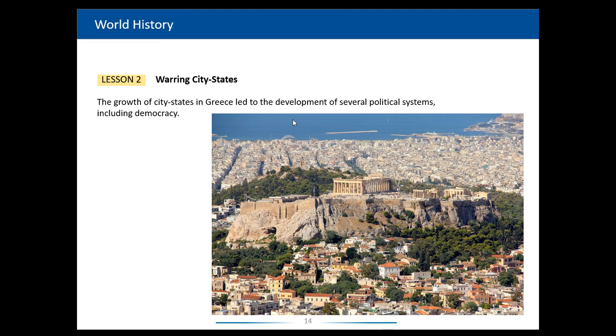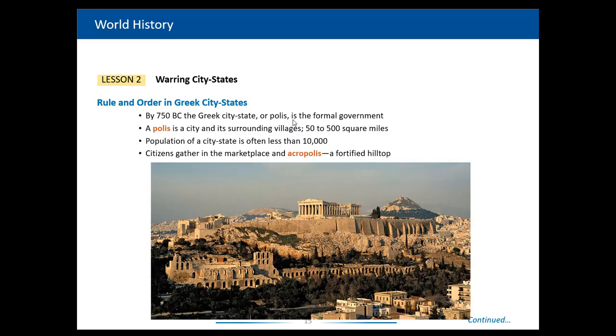So let's talk about the warring city states. The growth of city states in Greece led to the development of several political systems, including democracy. Rule and order in the Greek city states happened by 750 BC in the Greek city state or polis. A polis is a city. Where have you heard the word polis before?